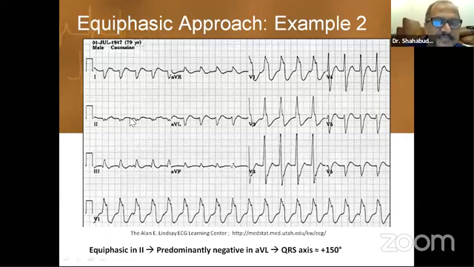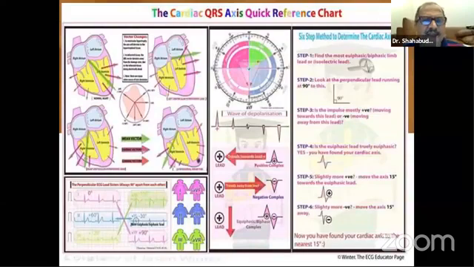Here lead 2 is equiphasic. So if lead 2 is equiphasic, the perpendicular to lead 2 is aVL. In aVL there is a negative deflection, so the negative pole of aVL is plus 150 degrees. So we can calculate the axis in this way also. This is a graph that is known to all, and it is on the internet also. They calculate the equiphasic lead and the right angle, then determine the axis.